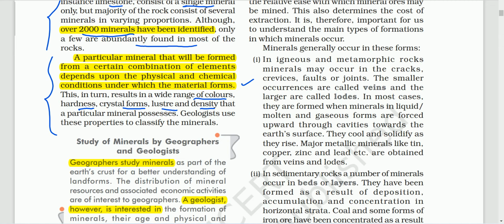Because of variation in the physical and chemical properties, we find different colors in different types of rocks and minerals. We find different hardness, different crystal forms, and different brightness and density. About the hardness of rocks, I think in the science classes you might have learned about it.